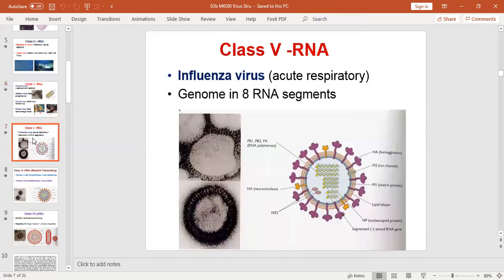In this category, we also have influenza virus that causes acute respiratory infections. One of the interesting things about influenza virus is that its genome has 8 RNA segments. We will discuss this later on. We'll have a lecture specific for this virus.